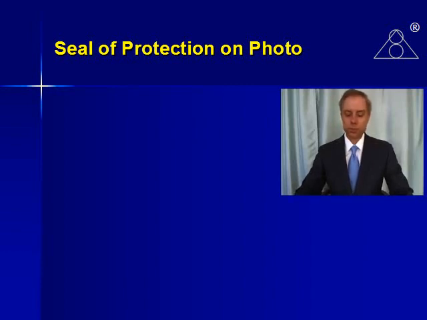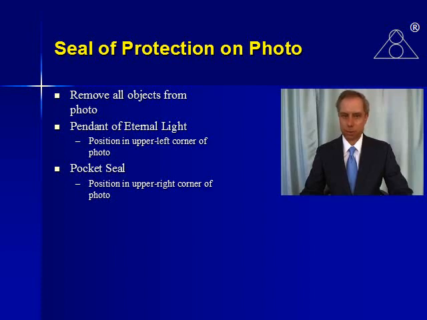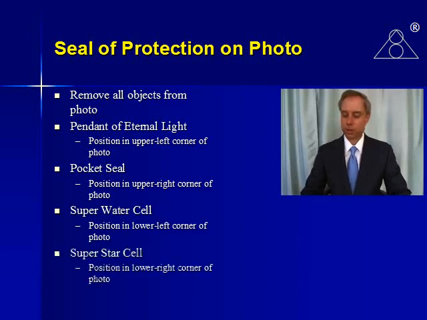So remove the tools and then put these tools on the photograph. The pendant of eternal light will go in the top left corner. The pocket seal will go in the top right corner. The super water cell in the lower left corner. The super star cell in the lower right corner.